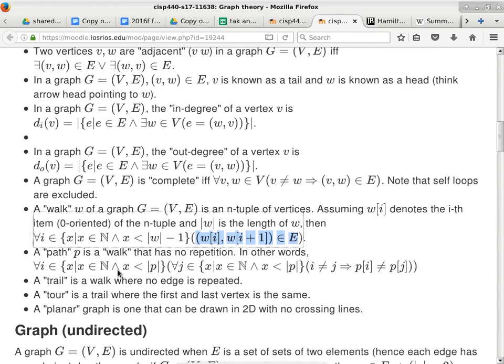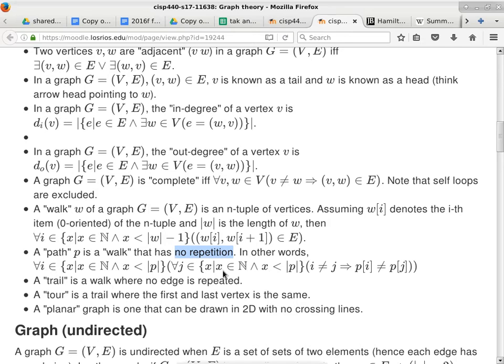What about the path then? Okay, a path is a walk. So the first requirement of a path is that everything has to be connected by edges. All the adjacent vertices have to be connected by edges. But there's one extra requirement. You cannot have repetitions. In this case, a repetition is a repetition of a vertex. So you cannot have any repetition of vertices. It's a walk, but without repetition of vertices.